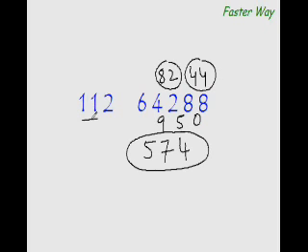So this way you can break any 3-digit divisor into manageable numbers. But again, you must know the table of your main divisor.